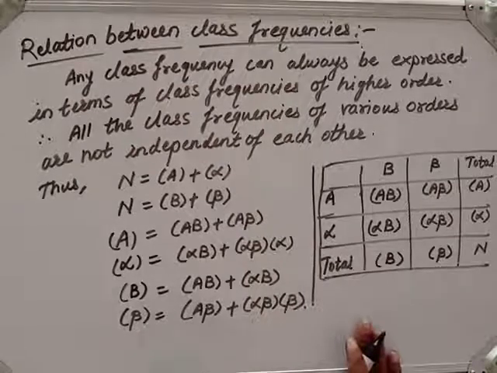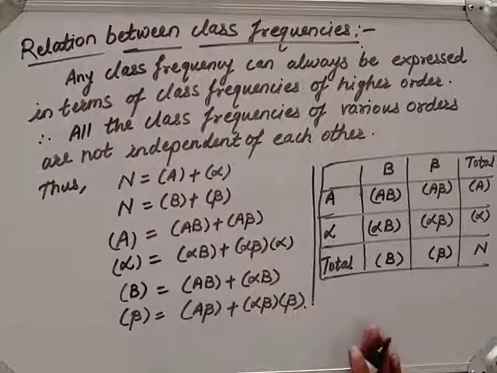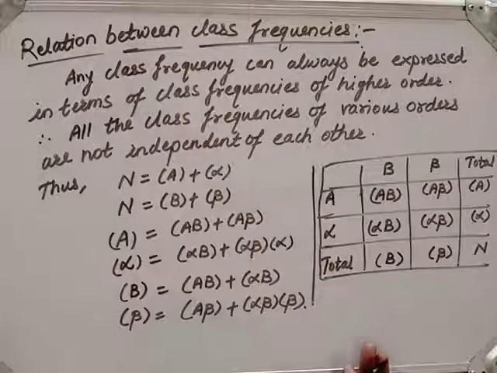Now, here we will stop for this video. In the next video, we will see ultimate class frequency and how to check whether the data is consistent or not. Also, we will see the conditions for consistency of the data, independence of attributes and the criteria for independence. Okay, thank you.